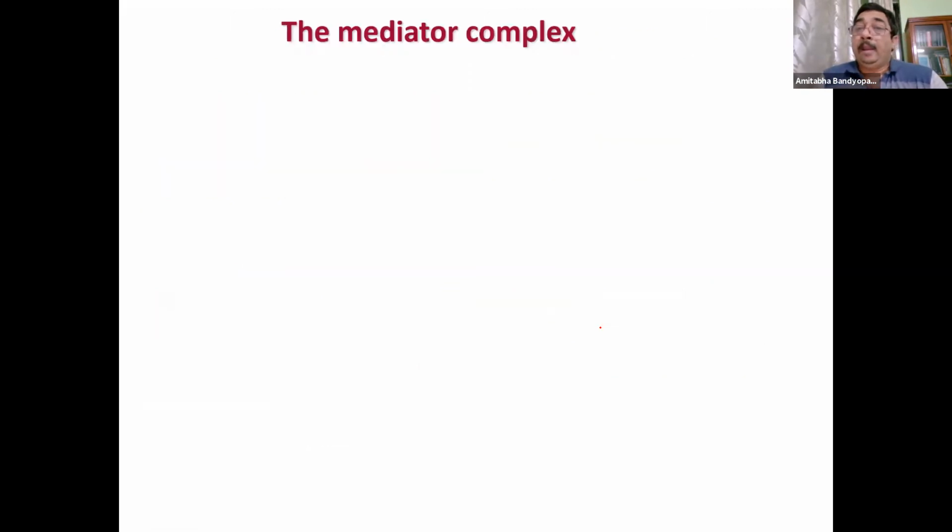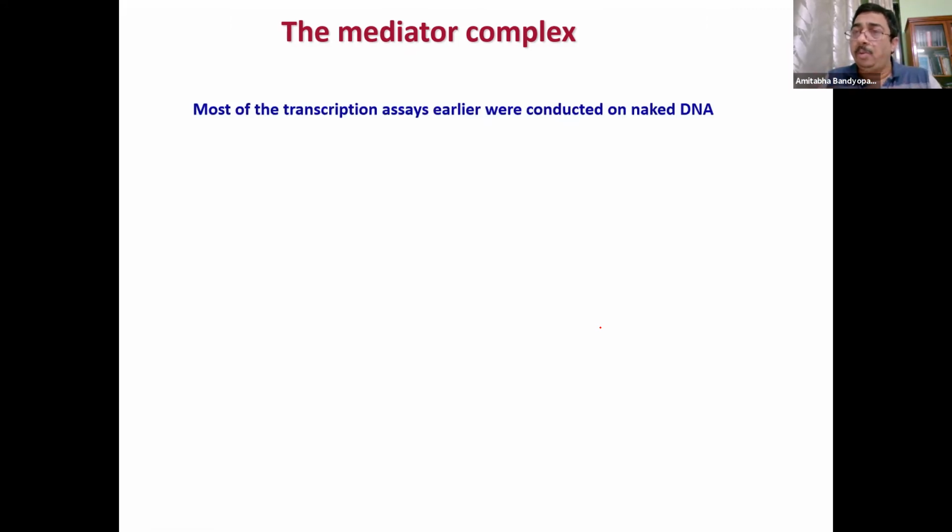Okay. Now comes the mediator complex. There is an interesting history of discovery of the mediator complex. See, when I talked about Bob Roeder's experiment, that you take a double-stranded DNA, you add RNA pol2, and you see whether transcription is happening or not, that was the norm between late 70s to early 90s. That everybody would do these assays, in vitro transcription assays, on naked DNA. What is naked DNA? You all know, right?